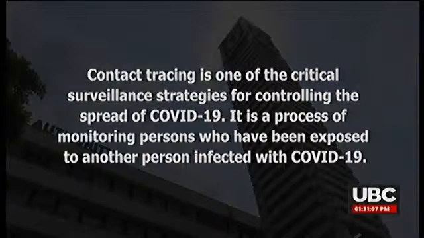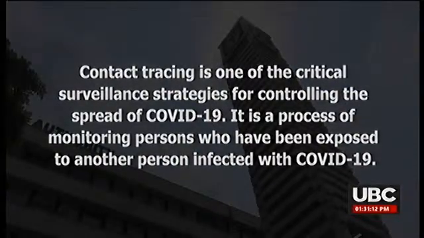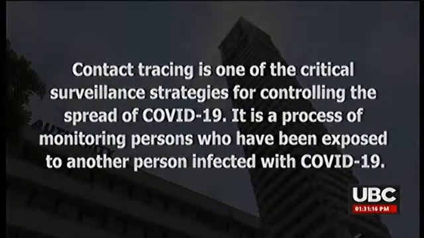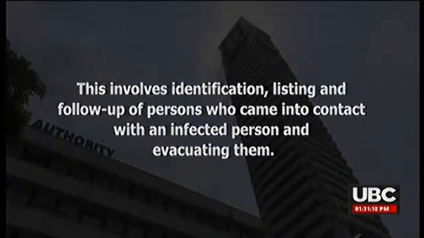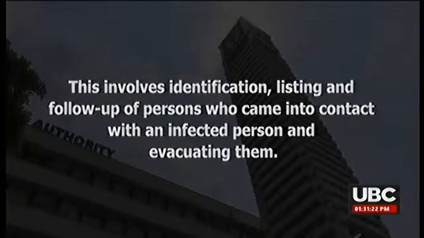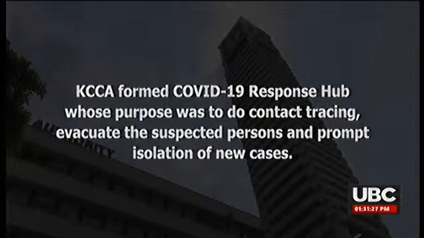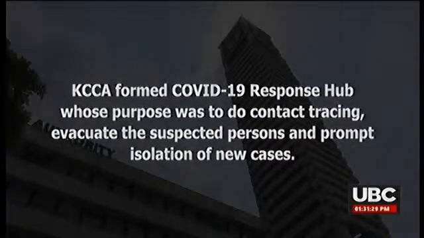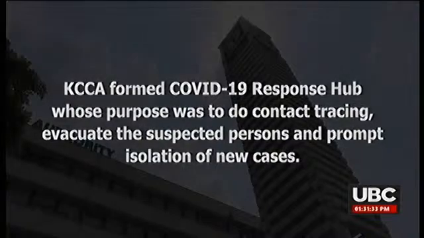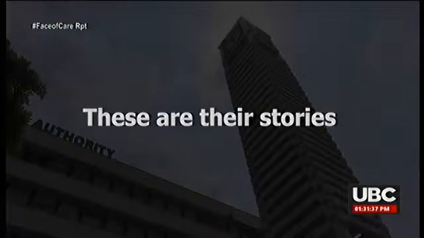Contact tracing is one of the critical surveillance strategies for controlling the spread of COVID-19. It is a process of monitoring persons who have been exposed to another person infected with COVID-19. This involves identification, listing and follow-up of persons who came into contact with an infected person and evacuating them. KCCA formed a COVID-19 response hub whose purpose was to do contact tracing, evacuate the suspected persons and prompt isolation of new cases. These are their stories.